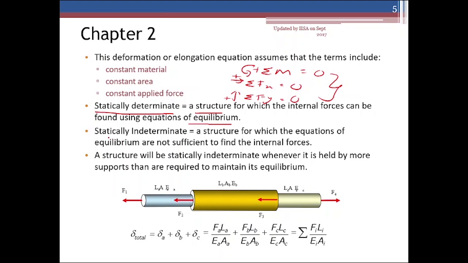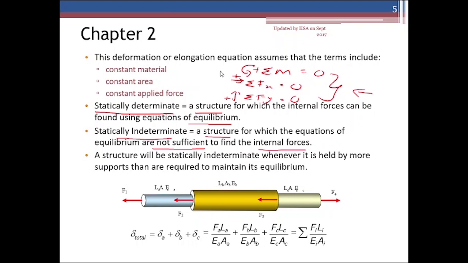And then a statically indeterminate structure is one for which the equations of equilibrium are not sufficient to find the internal forces. It occurs, for example, when we have several unknowns. So we cannot solve using the static equilibrium equations, and we know that structure as a statically indeterminate structure.